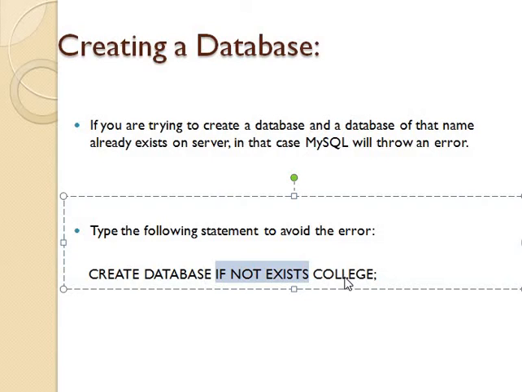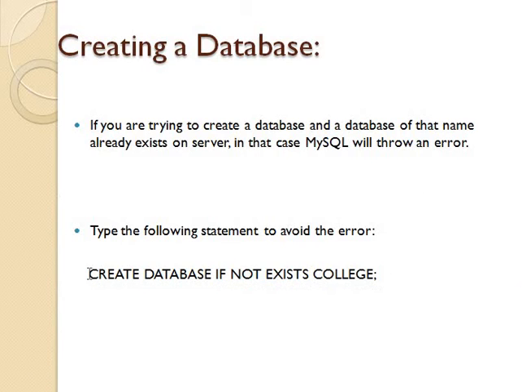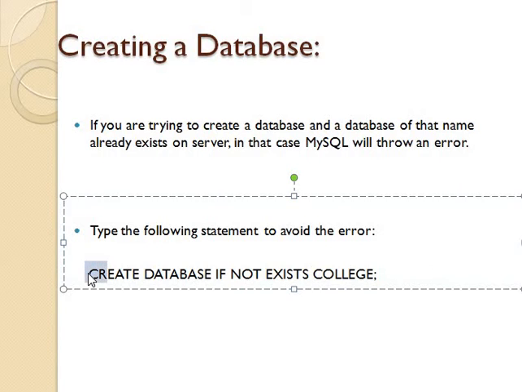That means only if this database specified by the name college was not created before, or it didn't exist before, then only it will be created using the create database statement. So always write the SQL statement like this to avoid the error. Create database if not exists, then after that you specify the name of the database. So here, since the name of the database is college, I have specified college here.